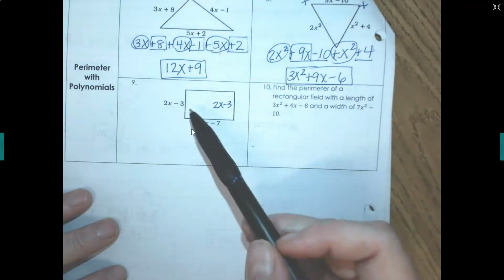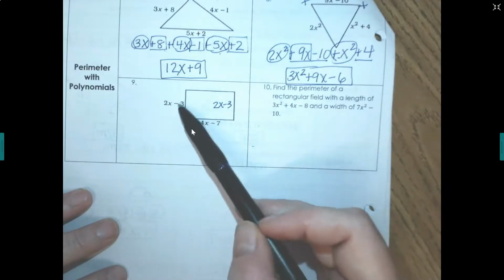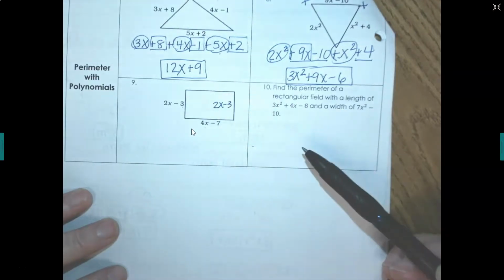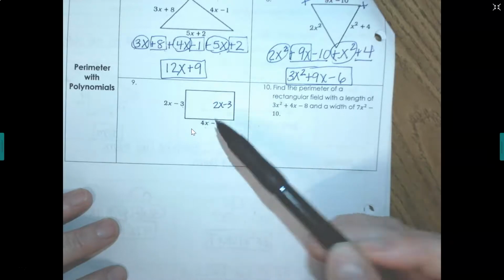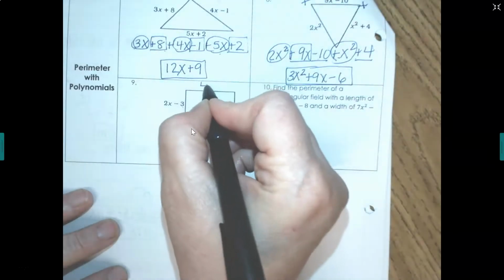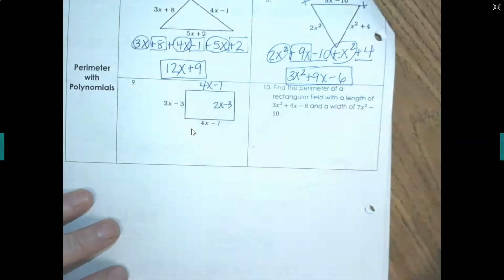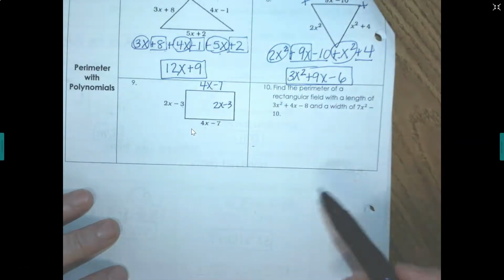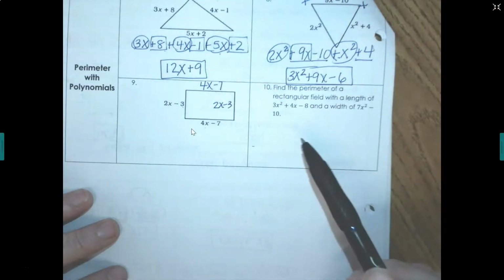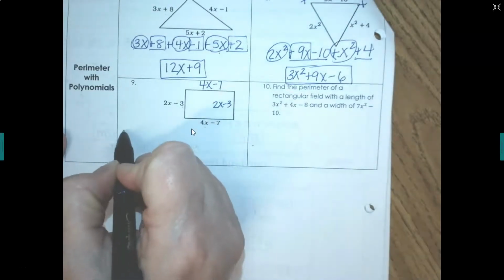Because you want to add together all the sides, not just these 2 sides. We need all 4 sides added together. If this bottom side is 4x minus 7, that means the top side is 4x minus 7. From here, it's no different than when we did the triangles. We can just add together each side.